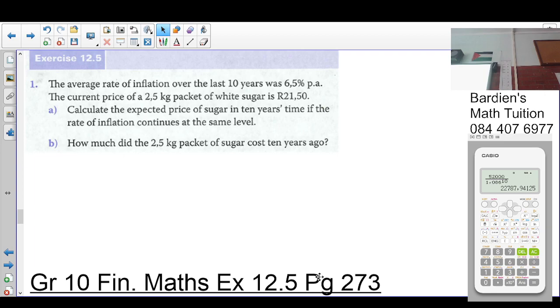So the average rate of inflation over the last 10 years was 6.5% per annum. The current price of a 2.5 kilogram packet of white sugar is 21 Rand and 50 cents. Calculate the expected price of sugar in 10 years' time if the rate of inflation continues at the same level.